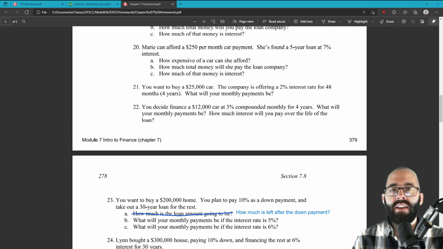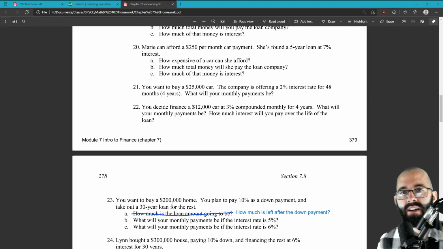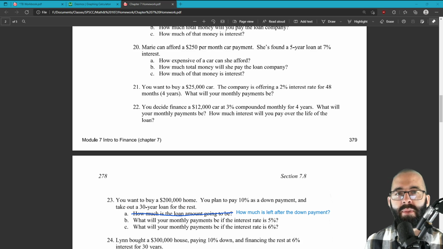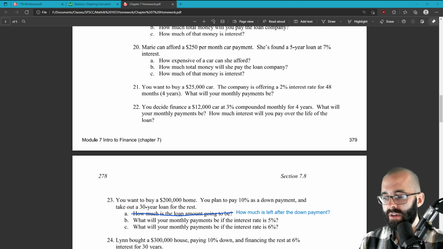Okay, let's look at a couple homework problems, kind of one from each video. We're going to start by looking at number 20. Marie is doing $250 per month in car payments, and she found a 5-year loan at 7% interest. How much of a car can she afford?